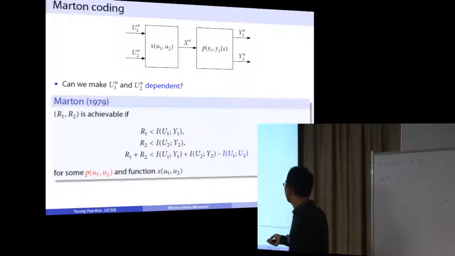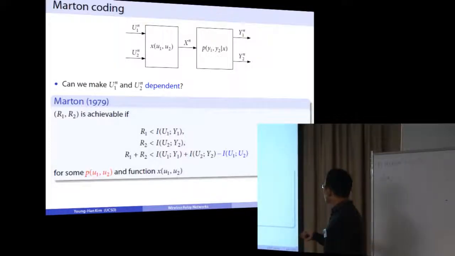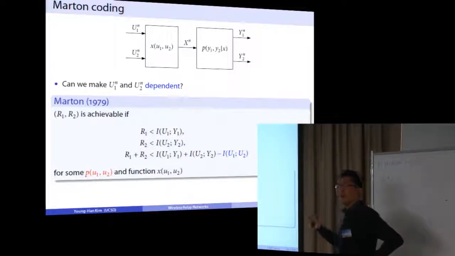So here is a result by Marton. The region she can achieve looks very similar to what we had before: R1 less than the mutual information between U1 and Y1, and R2 less than the mutual information between U2 and Y2. But there is an additional bound, which says R1 plus R2 is less than the first mutual information plus the second mutual information minus the mutual information between U1 and U2.